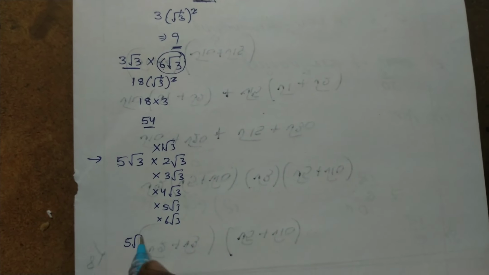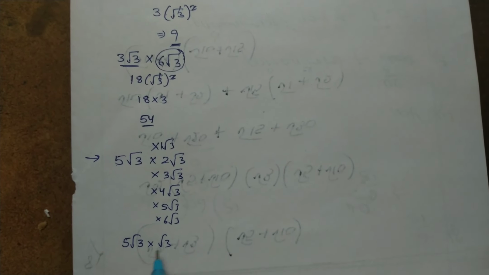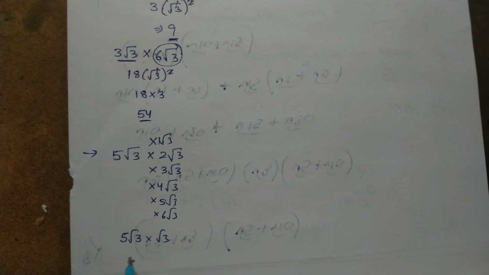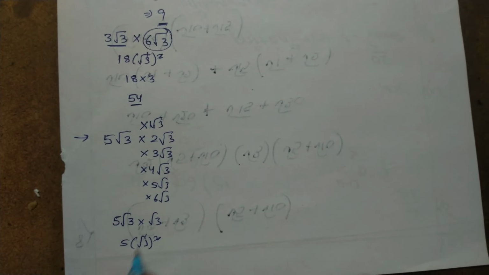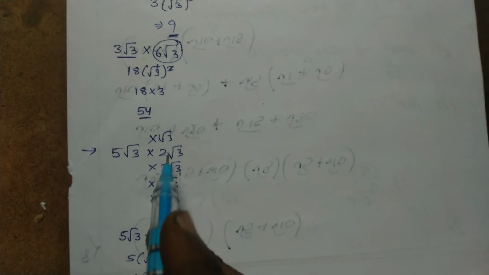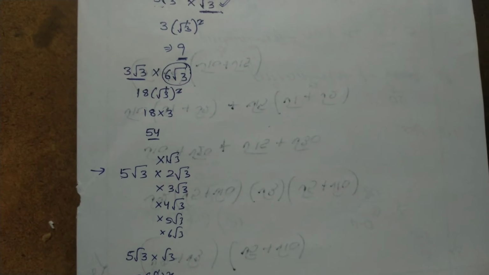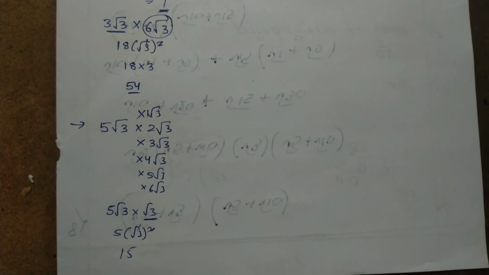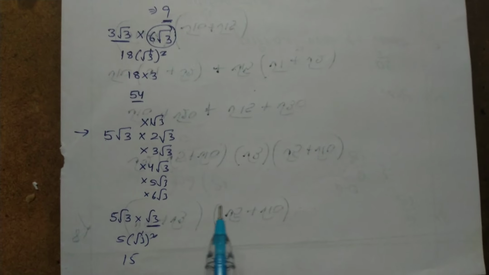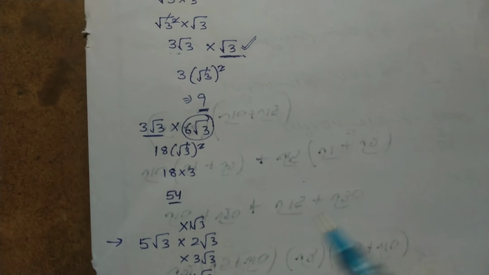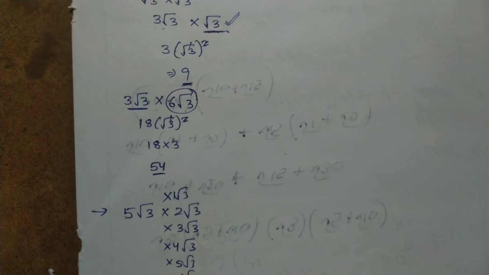Suppose for 5 root 3, if you just multiply by root 3, what are you going to get? 5 into root 3 whole square. You will get 15 directly. Why take this much calculation and waste your time multiplying different numbers when you are getting the answer simply with root 3? Are you able to understand? So that's why always you have to take the rationalizing factor in such a way.